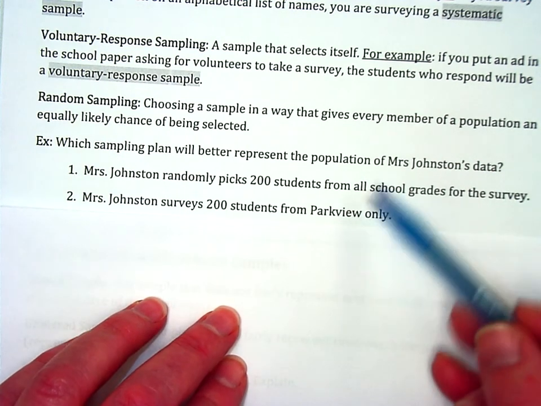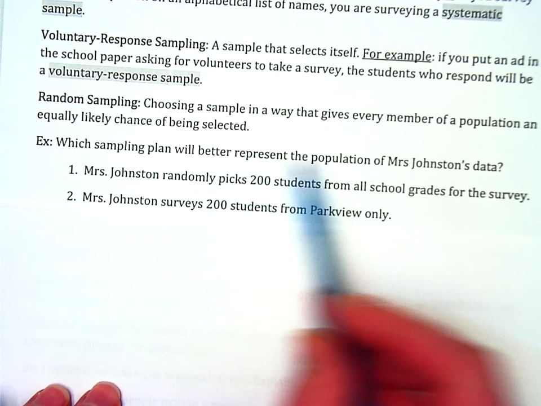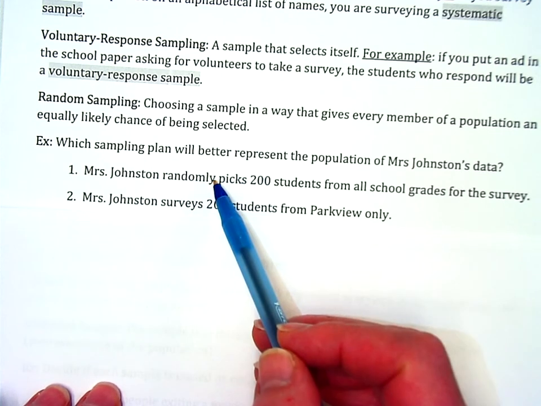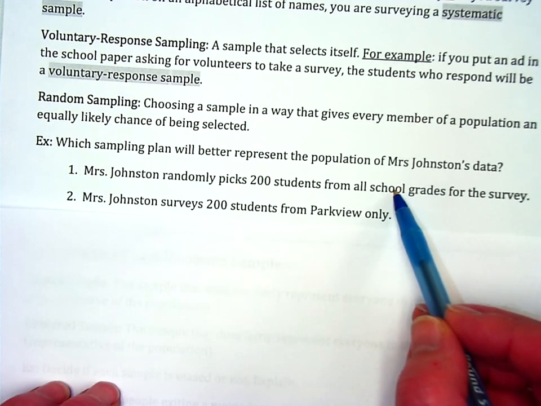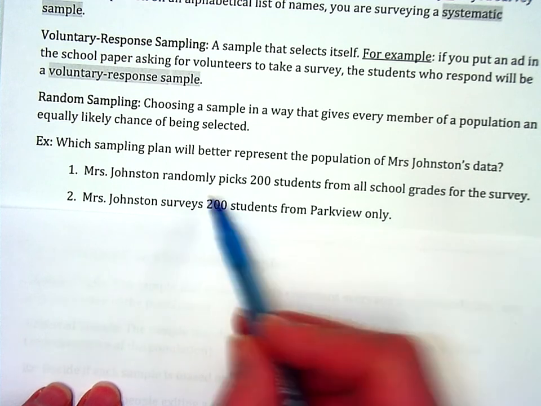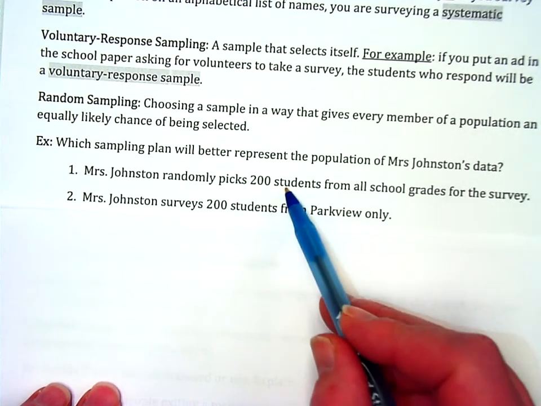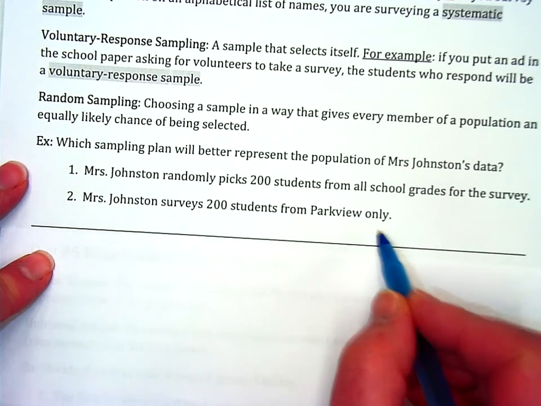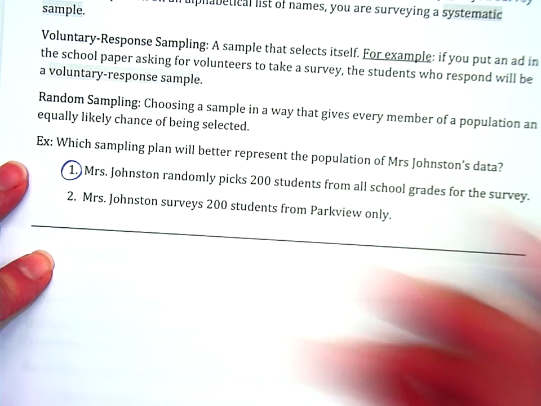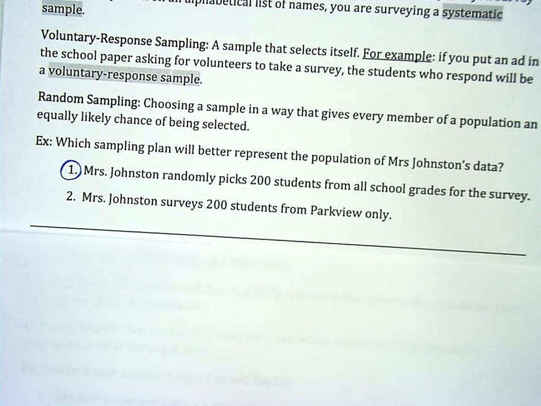When we look at these two, if she wants to make a conclusion about the whole district, and that was the case when we looked at the beginning, then she should randomly pick 200 students from all school grades for the survey, not just students from Parkview school only. So that's the end of the notes.